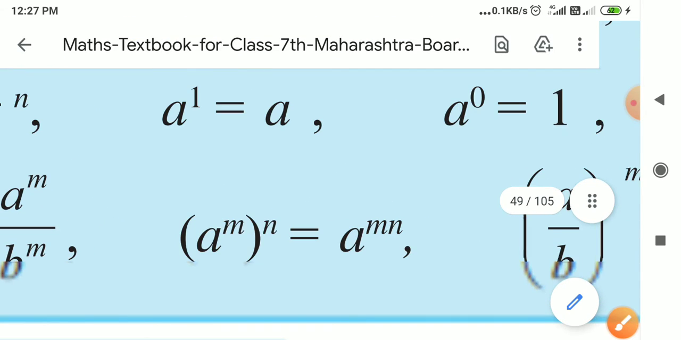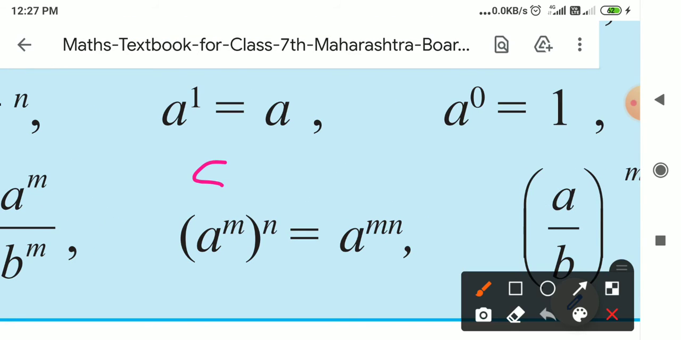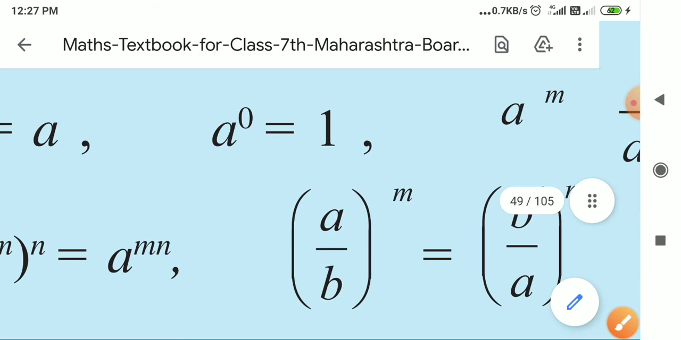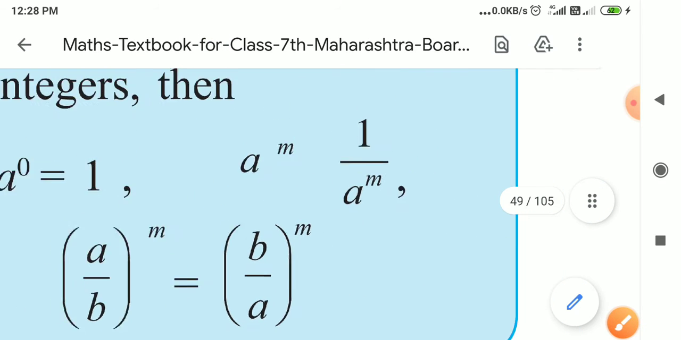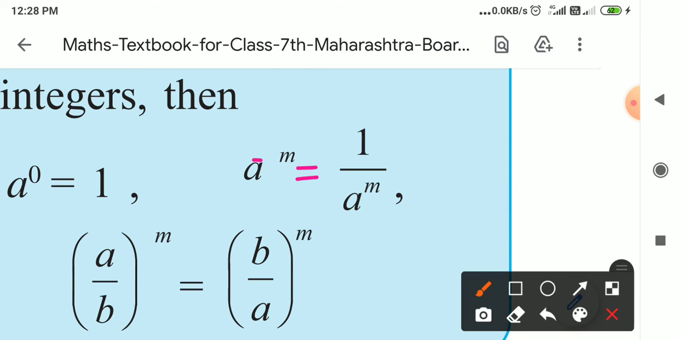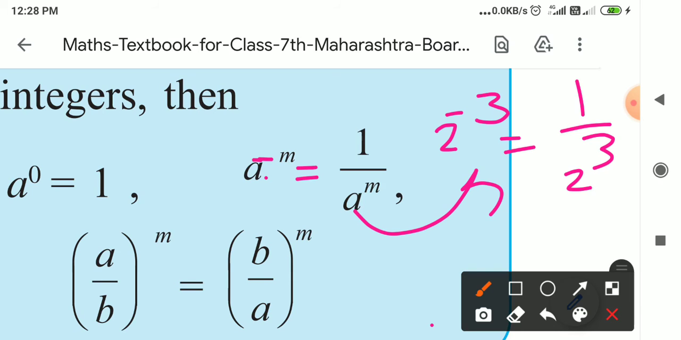Any number raised to 1 means the same number. I taught you, 5 raised to 1 means 5 only, 8 raised to 1 is 8 only. Any number raised to 0 is 1, which means 5 raised to 0 has value 1, and 900 raised to 0 its value is also 1. The next rule is, if A raised to minus m is there and we want to make m positive, then we have to take it to the denominator position. For example, suppose 2 raised to minus 3 is there and I want it positive, so 1 upon 2 raised to 3. This is its example.